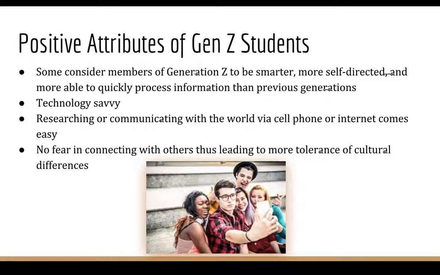And they have no fear in connecting with others, thus leading to more tolerance of cultural differences. They're able to connect with more people and not just be in their bubble of wherever their city is. They're able to reach out to people all over the world and connect with those people.